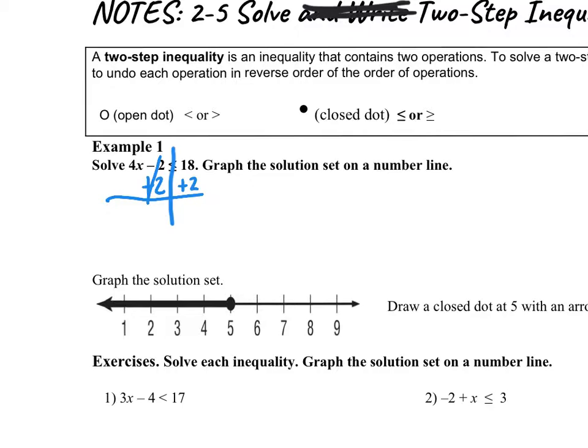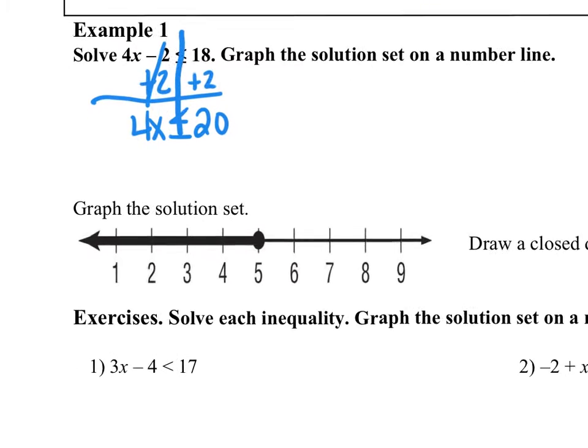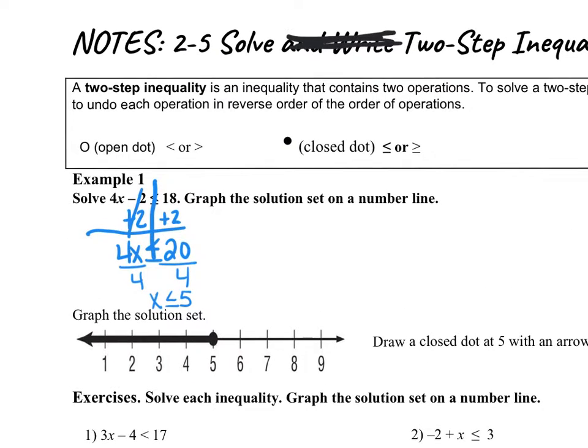18 plus 2 is 20. My sign currently is that way, and then I have 4x. Okay? And then I'm going to still solve for x, 4x. Okay, so I'm going to divide both sides by 4, and x is going to be less than or equal to 5. Okay, so we talked about earlier in the notes that a less than or equal to sign is this one right here. Okay, so it is a closed dot, and then we're going to shade this way to the left.